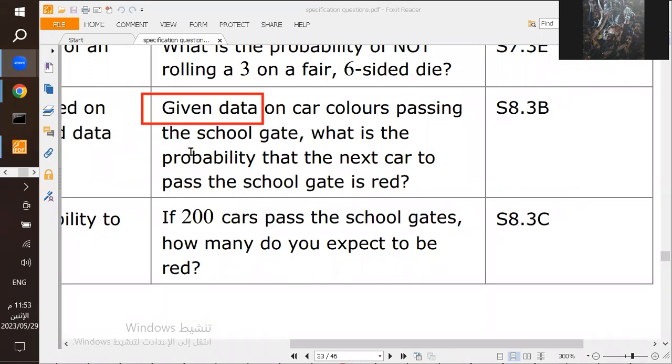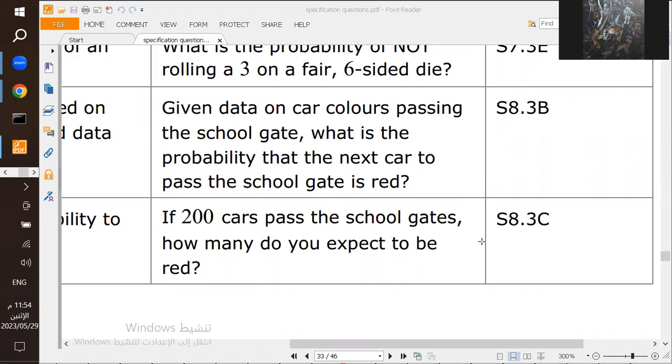So if they don't tell you how many cars there are, and they ask the probability of the next car being red, it means it might be red, it might not. So the probability will be 50% or 1 over 2. If they give you numbers, you use the number of red cars over the total number of cars. If they don't give you numbers, you do 1 over 2. This one is just an example, not a question, because it's missing numbers.